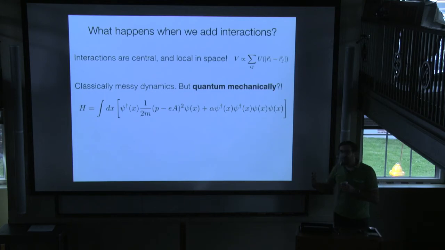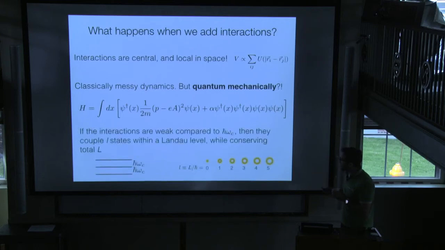Okay? So for people who come from the optical lattice side, this is a familiar picture. For those who come from the cavity side, it's maybe a little less familiar. But what I'd like to do is say, if we first diagonalize this part, we get all of these eigenstates in the Landau levels. And I just want to think about interactions that are weak compared to the spacing between the Landau levels. Okay? So you might say, doesn't that mean we're in a weakly interacting limit?